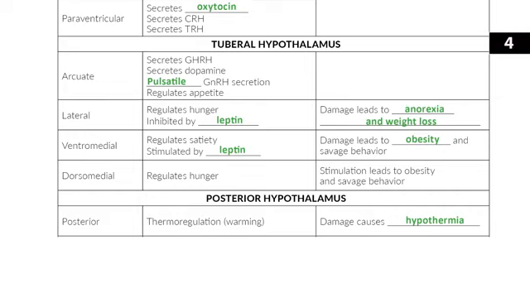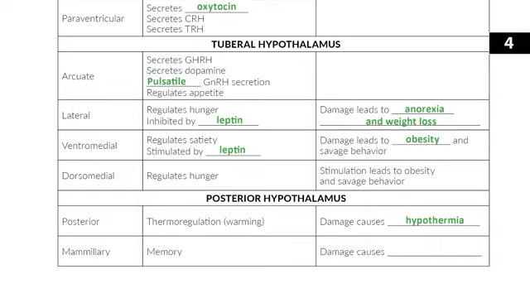Makes sense. And finally, the mammillary nuclei are found in the mammillary bodies, which is part of the limbic system. The mammillary bodies are involved with memory, and damage to the mammillary bodies causes something called Wernicke-Korsakoff syndrome, which we'll talk about when we discuss the limbic system.